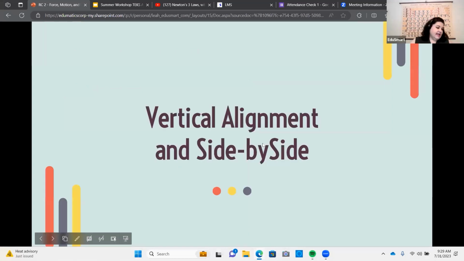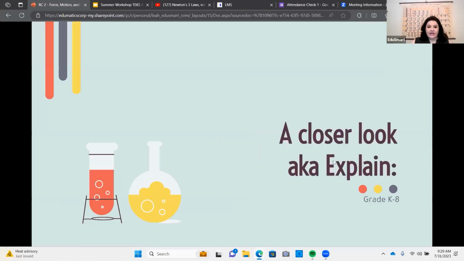We're going to go ahead and take a look at each of the grade level standards as they are changing. So we're moving on to the explain piece, and there's some background that we're going to set before we really get into the actual standards.